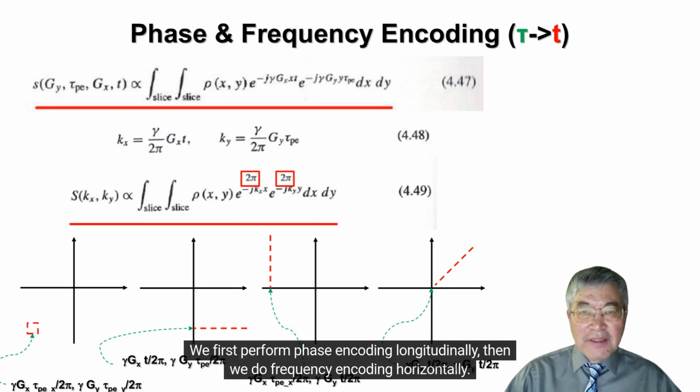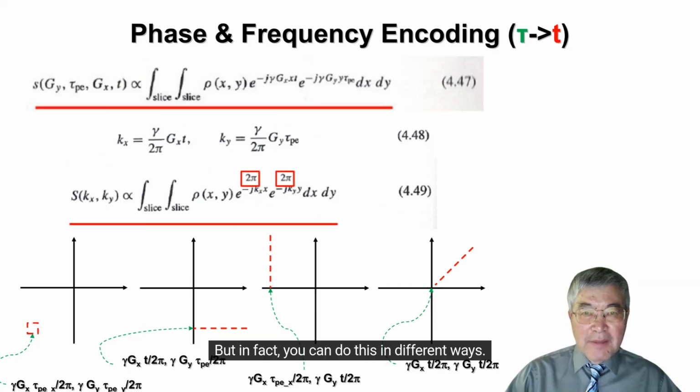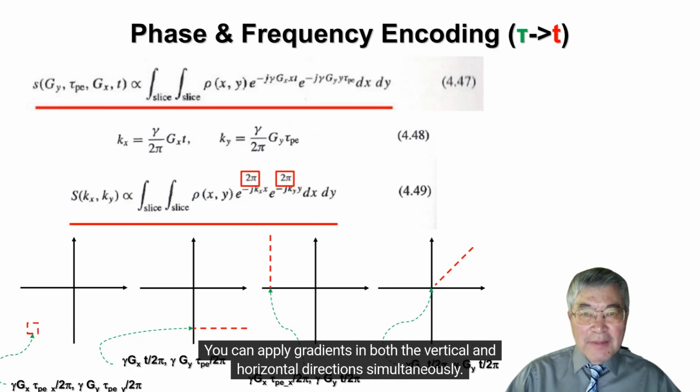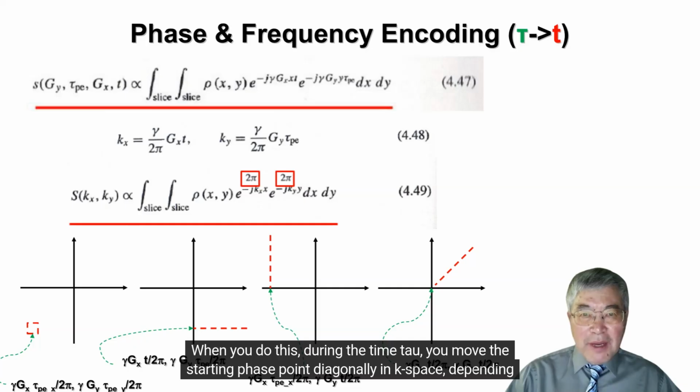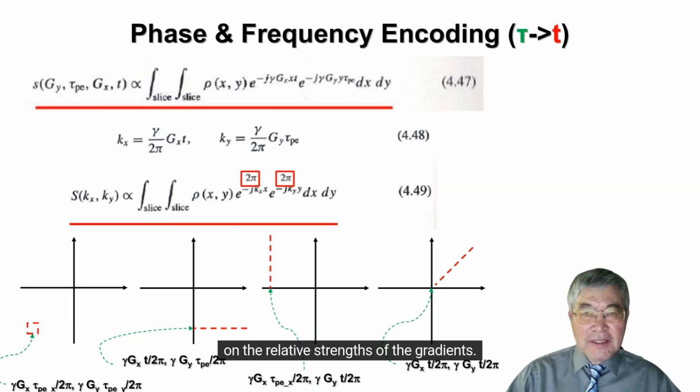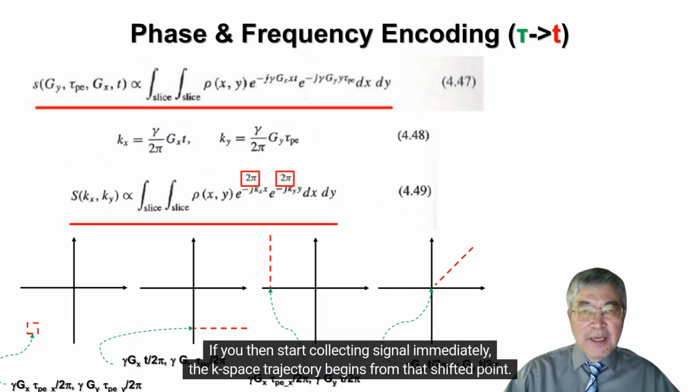We first perform phase encoding longitudinally, then we do frequency encoding horizontally, but in fact, you can do this in different ways. You can apply gradients in both the vertical and horizontal directions simultaneously. When you do this, during the time tau, you move the starting phase point diagonally in k-space depending on the relative strengths of the gradients. If you then start collecting signal immediately, the k-space trajectory begins from that shifted point.